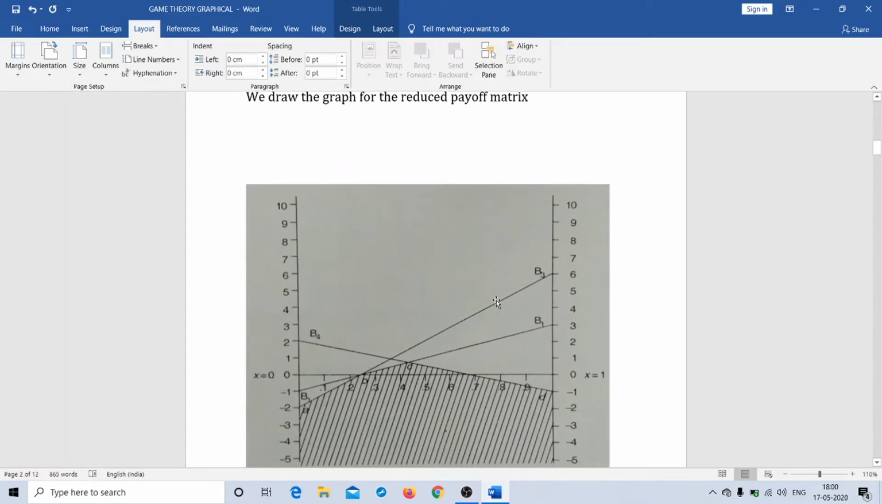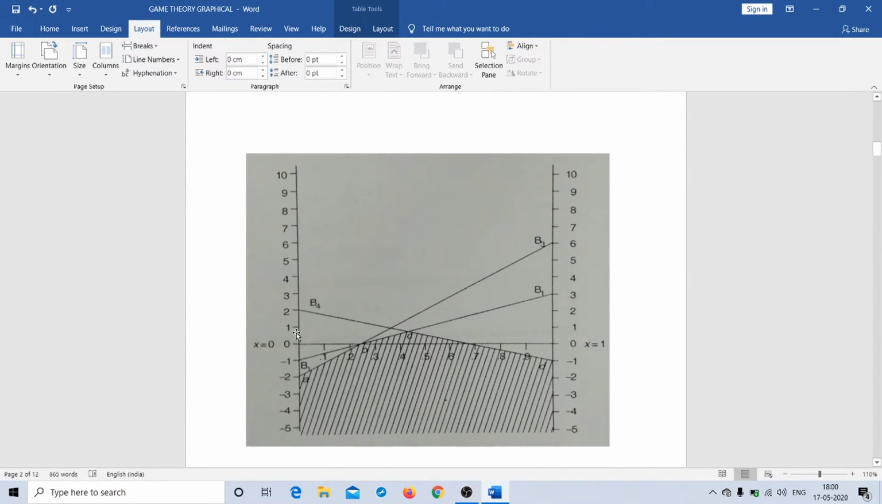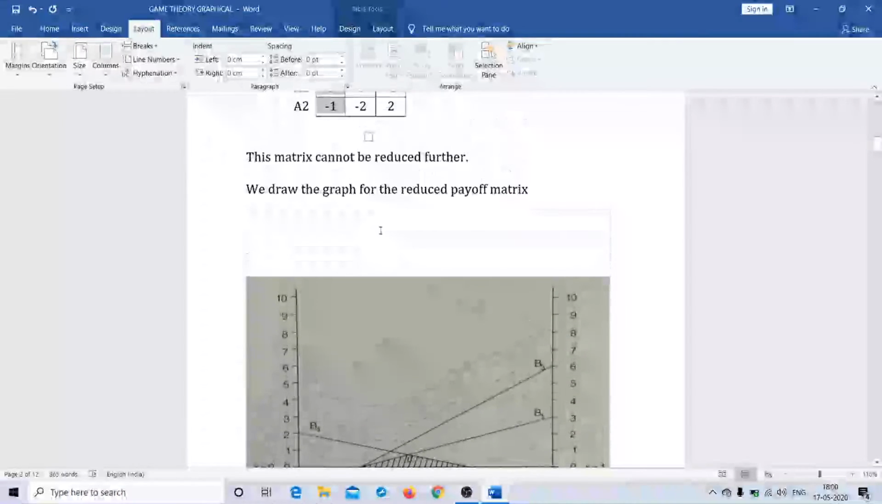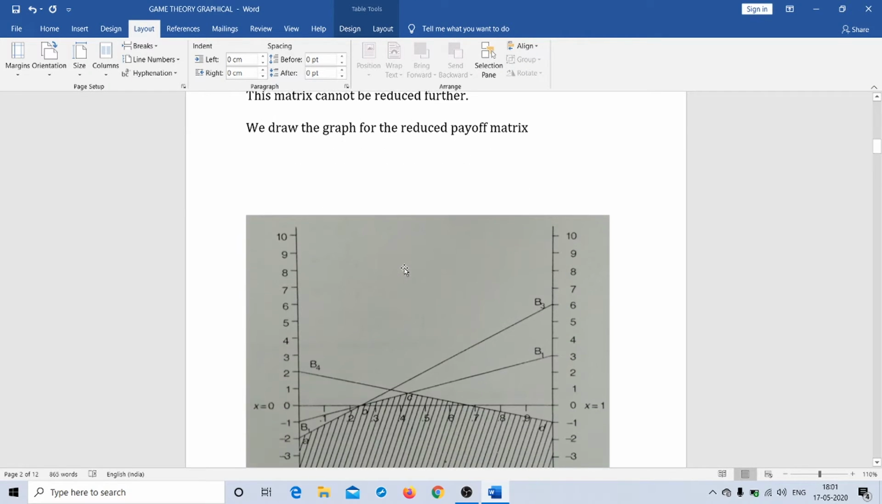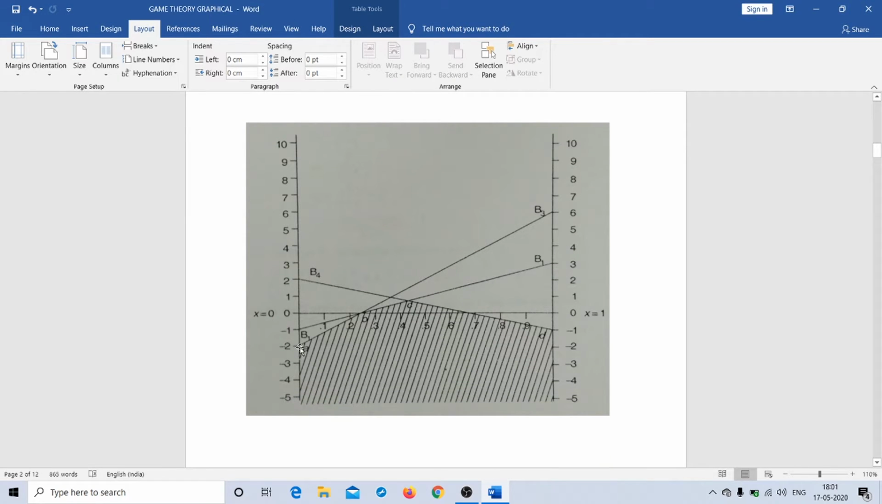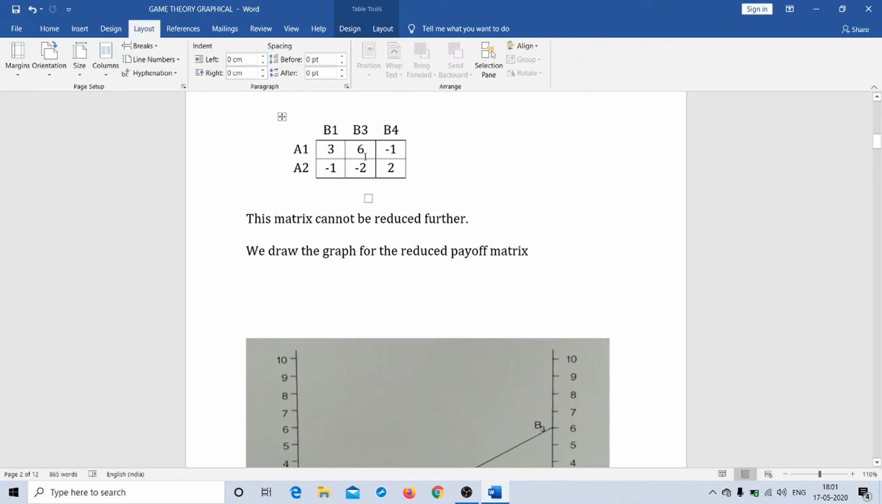So I draw the line from here, this is my A2. From minus 1, I will draw the line to 3, which comes and sits here. So I'll draw the line which connects minus 1 of A2 to 3 of A1. This line belongs to B1. You can see here, this particular line belongs to B1. Then I'll draw a line from 6 to minus 2, which belongs to B3. So this is my minus 2 of the A2 strategy. From here, the line goes up to here, and this is my 6 of the A1 strategy. So this line from minus 2 to 6 belongs to the B3 strategy.